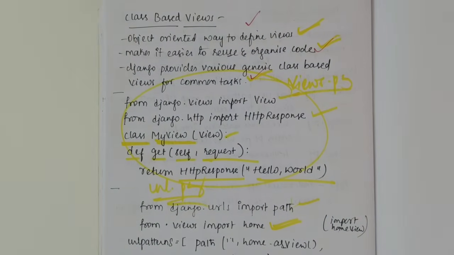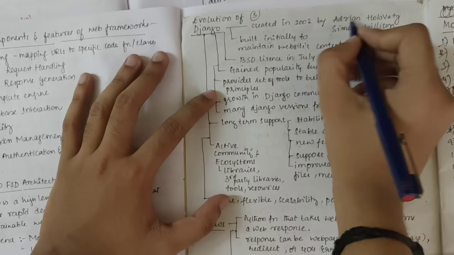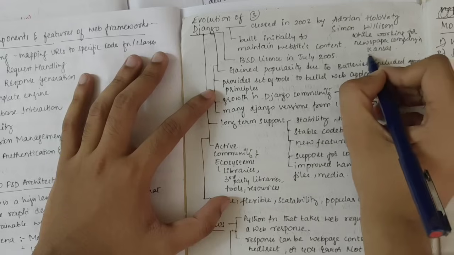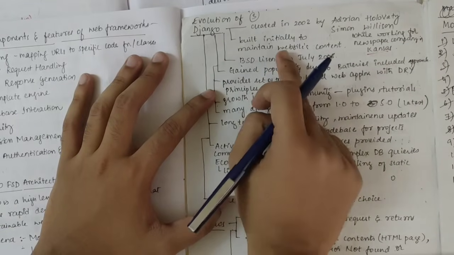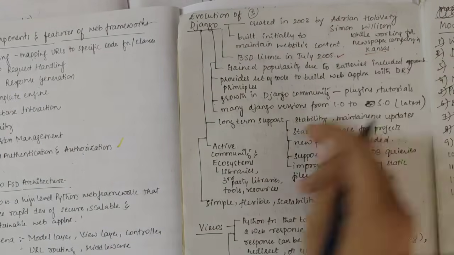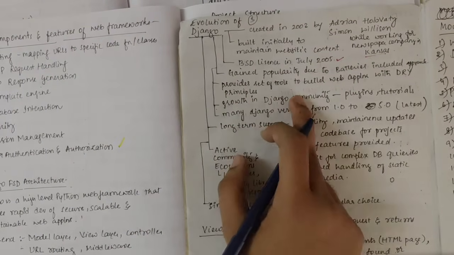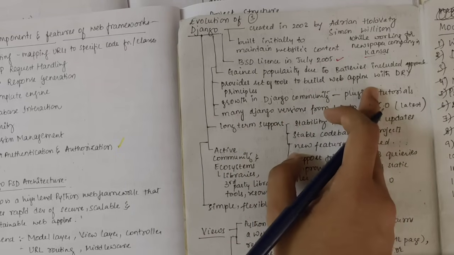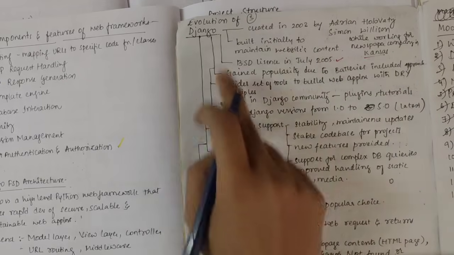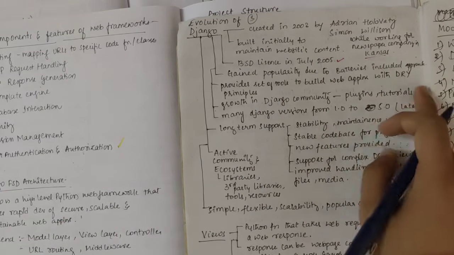Let's look further. Now let's look into the evolution of Django. It was created in 2003 by two people, Adrian Holovaty and Simon Willison, while working for a newspaper company in Kansas. It was built initially to maintain the website's content. It was BSD licensed in July 2005. Then it gained popularity due to its batteries-included approach. So it provides a set of tools to build web applications with DRY principles. Then the growth of the Django community happened through the invention of plugins and tutorials.